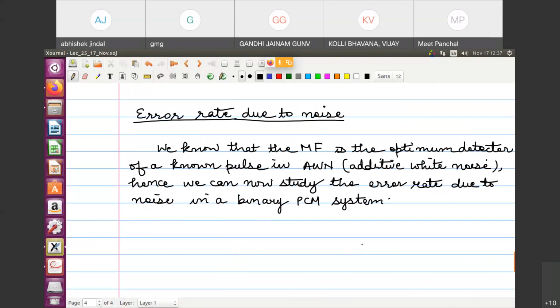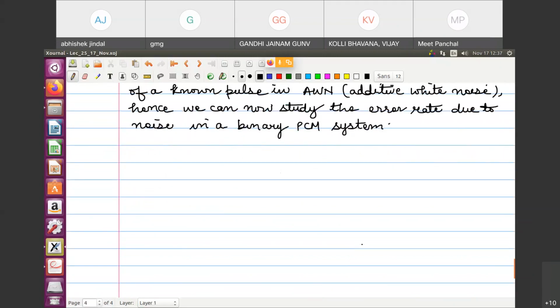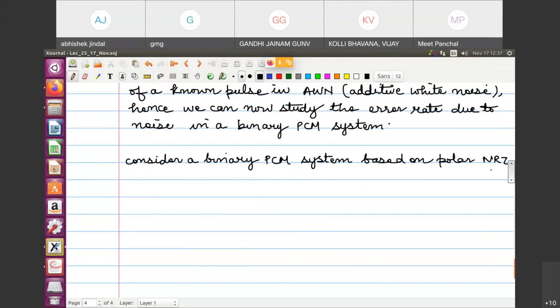Let us see. Consider a binary PCM system based on polar NRZ signaling. If you are studying a PCM system, that would be mostly at baseband. So at baseband, what pulse shape or scheme you use, you need to specify.